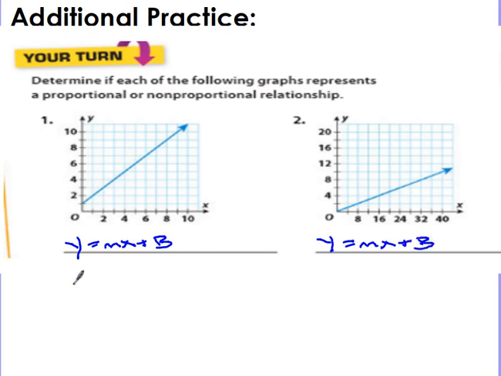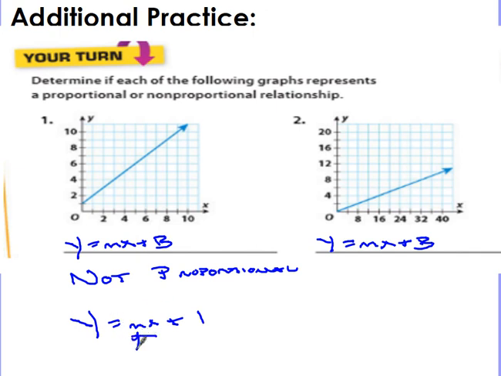This one, not proportional. Doesn't go to the origin. Starts up here. So that means the y-intercept isn't 0. This y-intercept is 1. So we know it'd be y equals mx and then plus 1 because the y-intercept was moved up. Not proportional, still linear, still changes at a constant rate. And then I can figure out my slope to figure out what this m is.